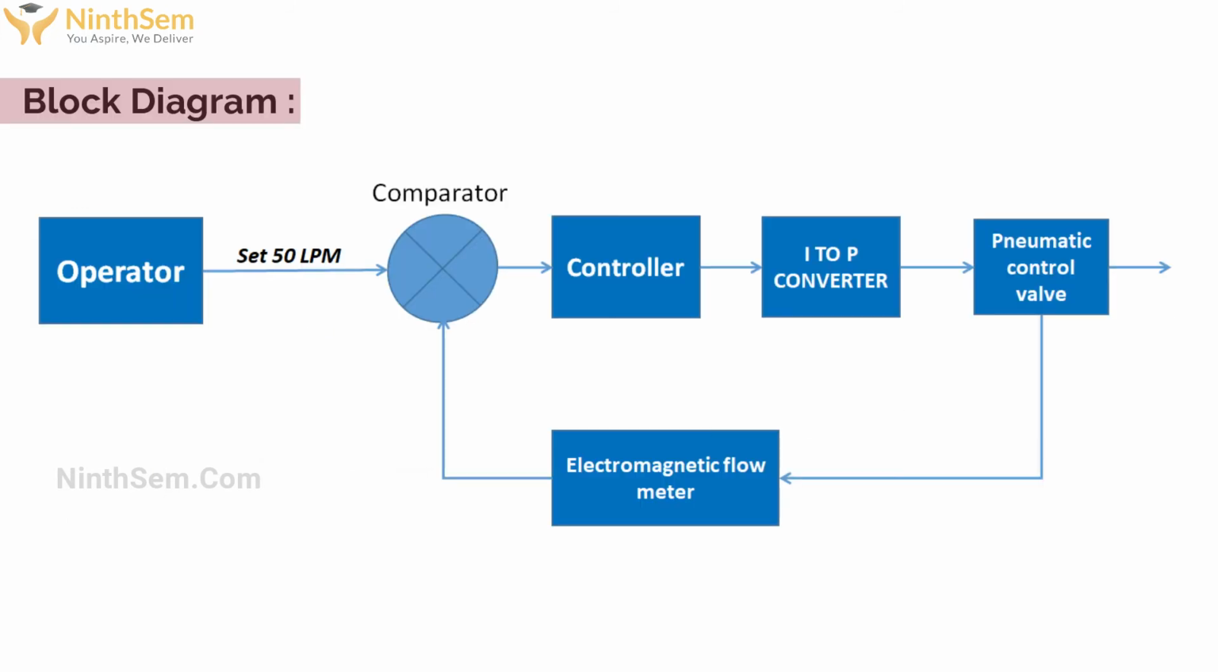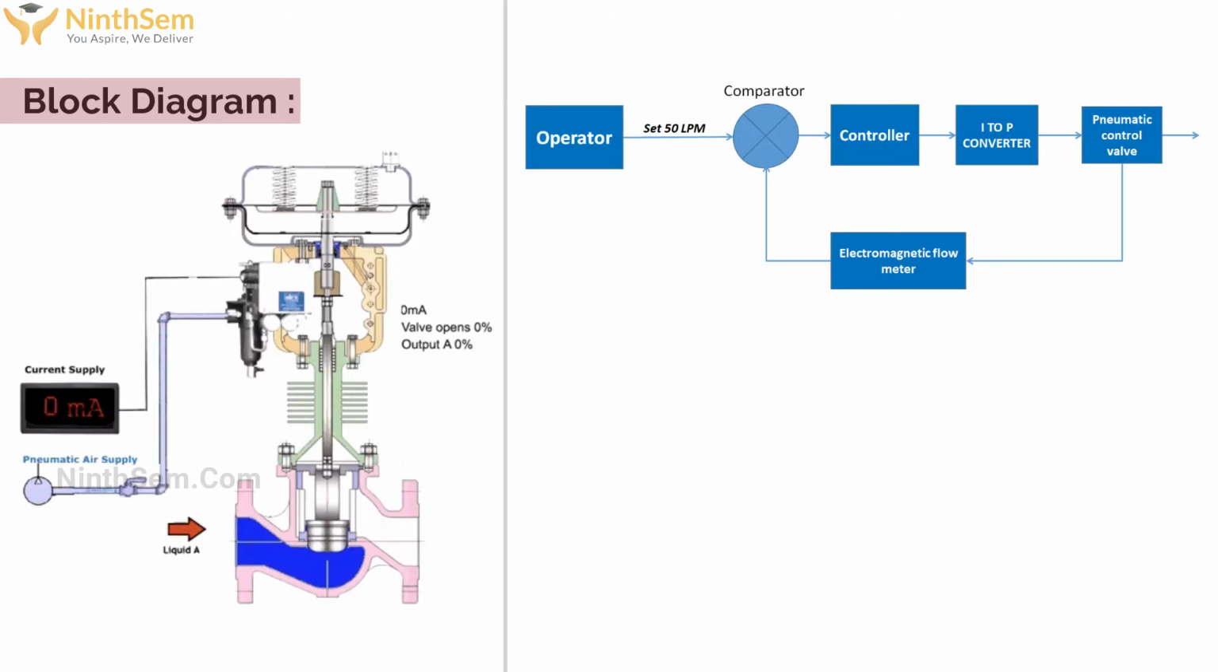So this is a block diagram where the secondary cooling control system can be identified. You can see the operator sets a flow rate at 50 liters per minute, that is 50 LPM. When casting starts, the pneumatic control valve, as you can see in the figure, starts to open. That means water flows through this valve.